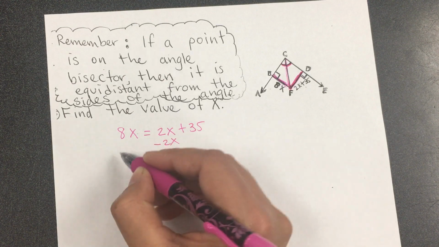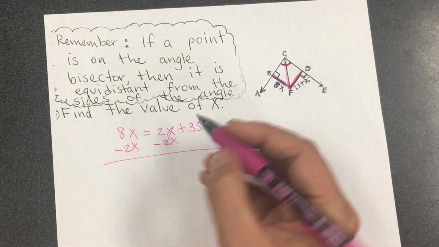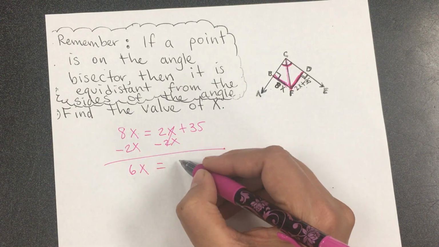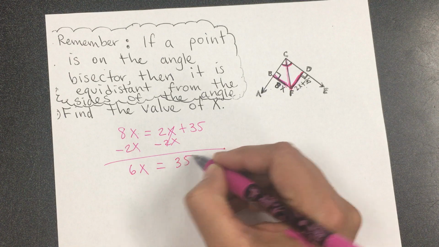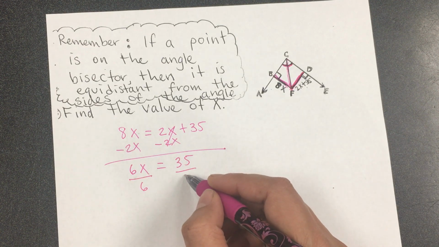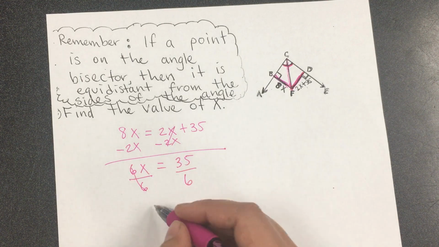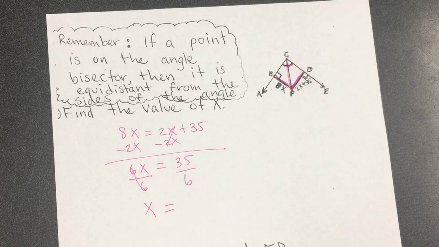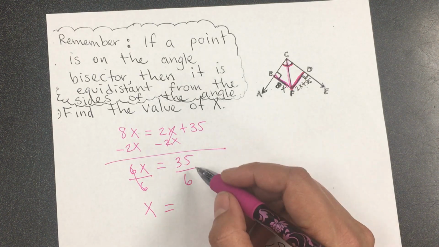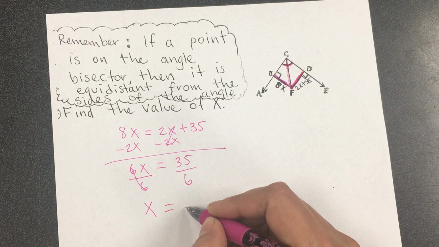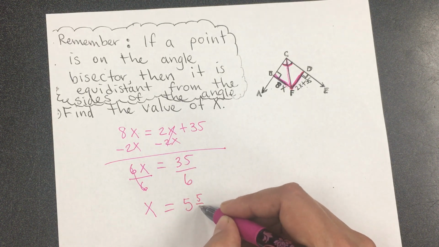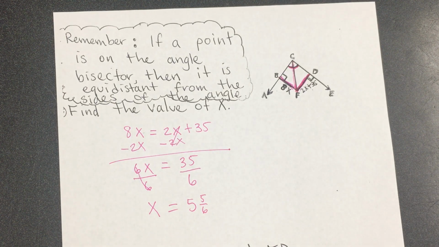I subtract 2x from both sides. 8x minus 2x equals 6x, which gives me 35. And in here, I'm going to divide both sides by 6. And so x is equal to, 6 goes into 35 5 times and 5/6. So that will be the value of x.